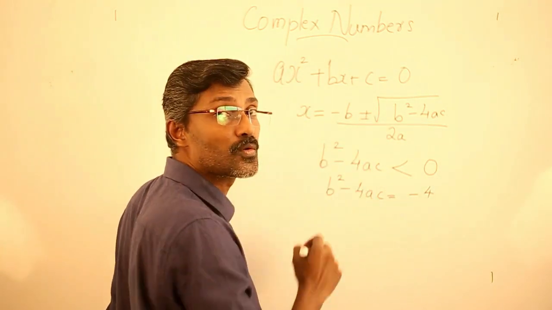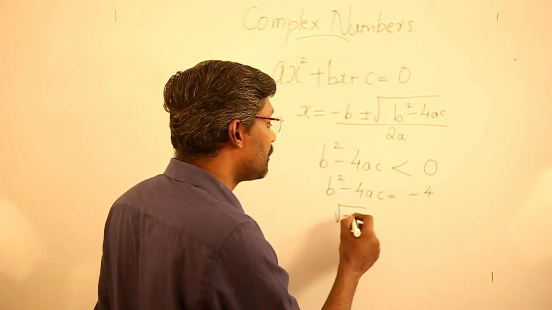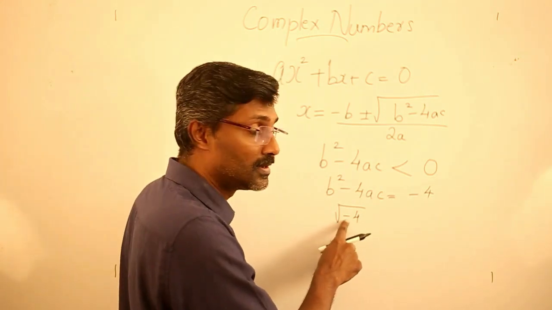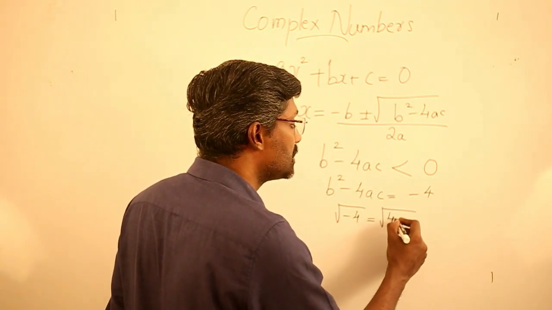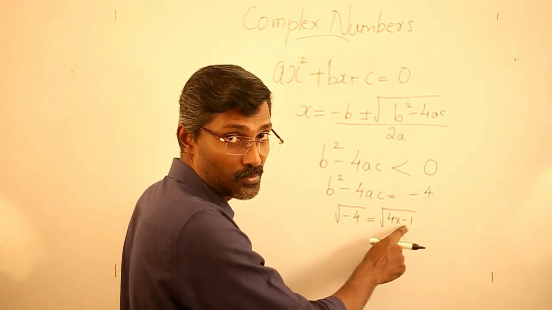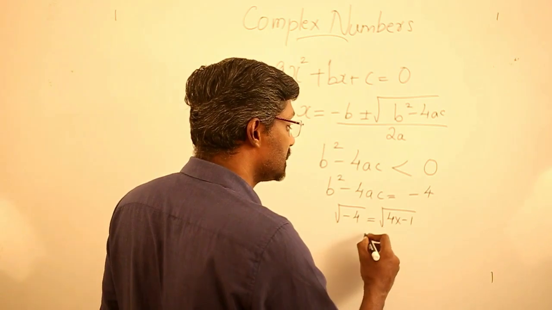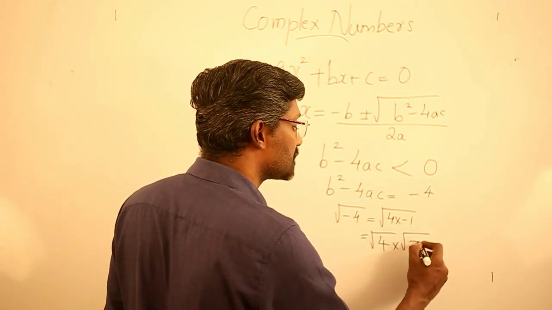This will become square root of minus 4, right? So square root of minus 4 means you have the square root of a negative number, and we can write this as root of 4 into minus 1, correct? Because minus 4 is 4 into minus 1, and you can split the square root into two terms. How? This will become square root of 4 into square root of minus 1.